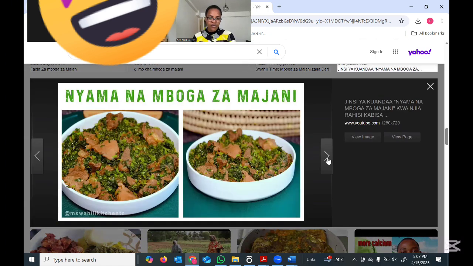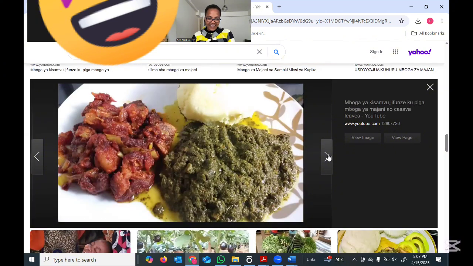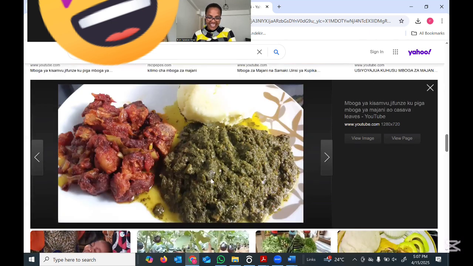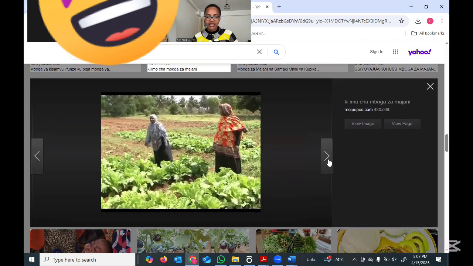Now you see some people add meat like this. But this is too much meat. Yeah, this is for more than one person. I'm telling you. Okay, so this is another type of leaves, but it looks like they pound it. They call it kisamvu. They pound it first before they make it like this.